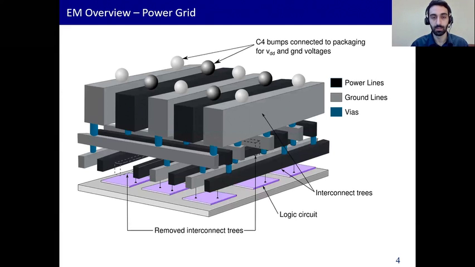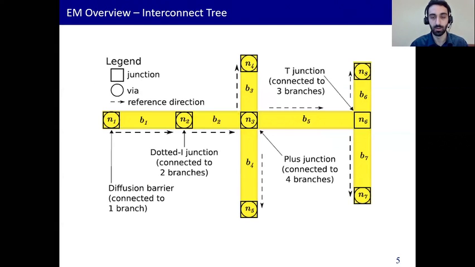A power grid is a metallic mesh structure that delivers power from the outside package through the C4 bumps to the underlying logic circuit. It is a multi-layered structure where layers are interconnected using vias, and each layer is made up of one or more interconnect trees, which are structures of which we show a schematic on this slide. It is a connection of branches and junctions.